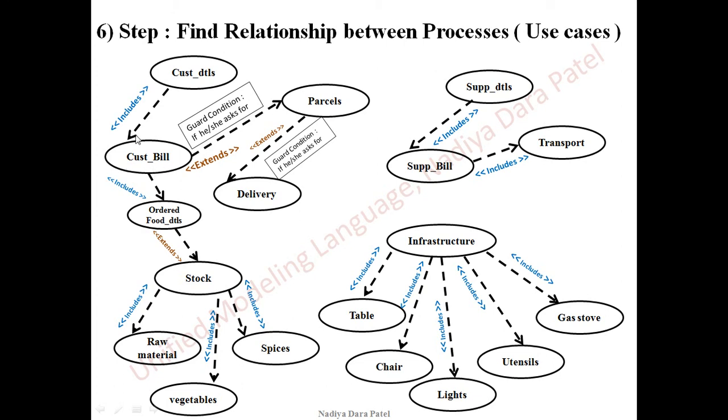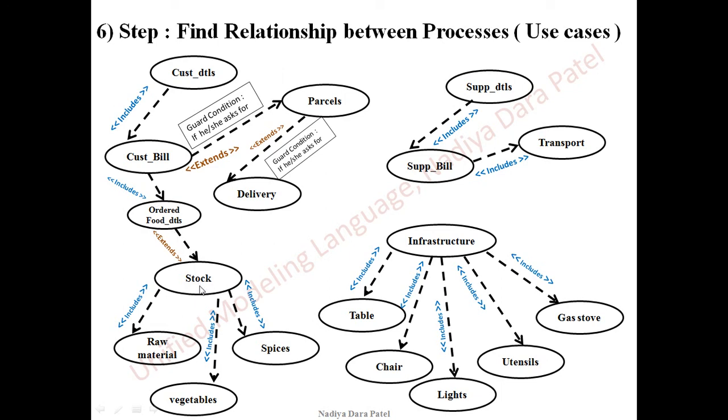Now the customer bill is going to have details about what food the customer ordered. So this is going to include ordered food. Ordered food is going to depend on stock. Say for example, you are not having your vegetables, you are not having your spices, and you're taking the customer's order. You can't ask your customer to sit while you go and buy groceries, prepare food and serve. This is not the case. You should have your stock ready so that any number of customers come and any type of dishes they order, we'll prepare it. So this is going to extend stock.